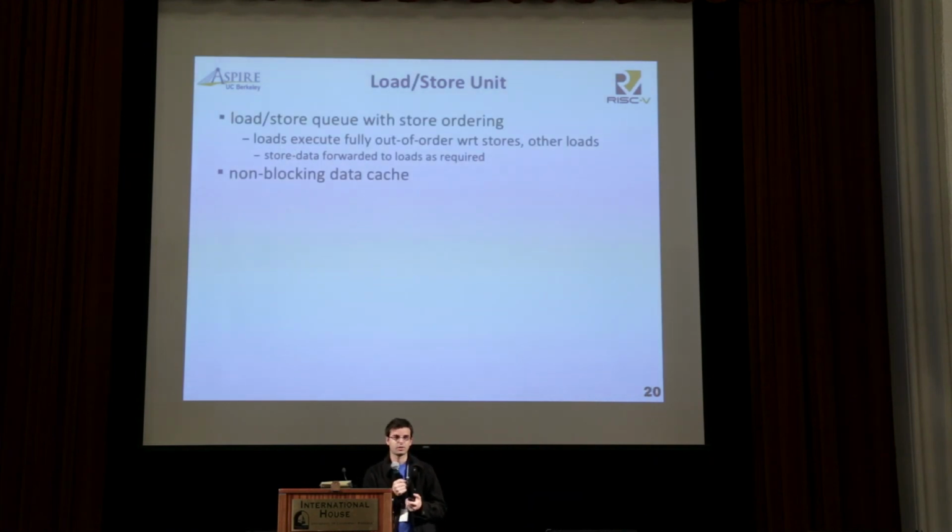The load store unit, this is a textbook load store unit. It has store ordering, so that means a load can execute fully out of order with other loads as well as other stores. And if a load depends on a store, then that data gets forwarded pretty aggressively. So this is just a textbook standard load store unit. And it's connected to a non-blocking cache that, again, is the same cache that Rocket uses. I get that work for free.